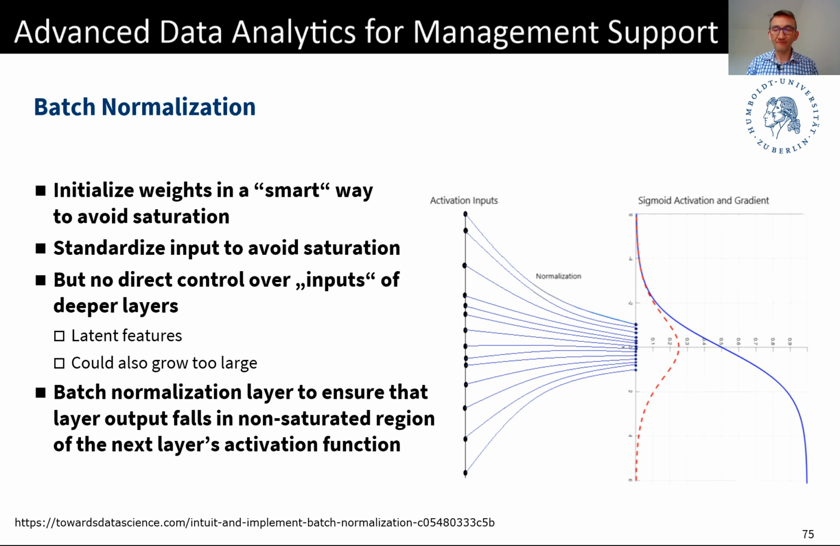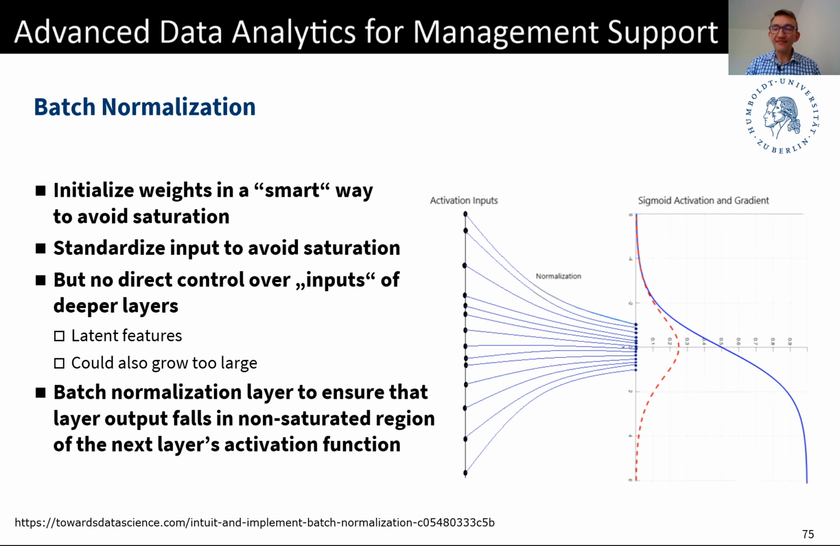We can initialize our weights in a smart way to avoid saturation. We can centralize our input data to avoid neuron saturation, but no direct control over the inputs of deeper layers. And for these inputs, we would also want to avoid that they grow too large or become too tiny or become zero. Because if they do, then these latent features that get learned or emerge at some point in the deeper layers of our neural networks, they could grow too large and cause the very same problems that we've just been experiencing.